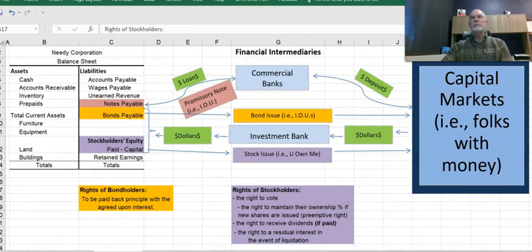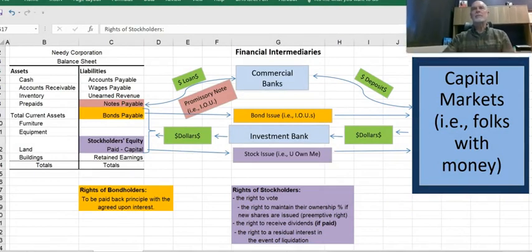What you see here on the screen is a diagram. On the left, I have a company, Needy Corporation, with a balance sheet. Let's say that Needy Corporation needs some additional financing to grow their business. Remember that the balance sheet summarizes a company's financial position. It's a statement of their accounting equation.